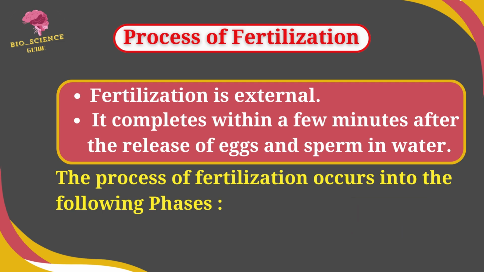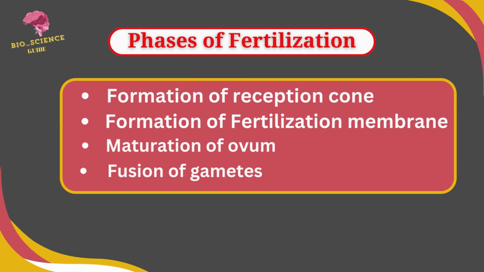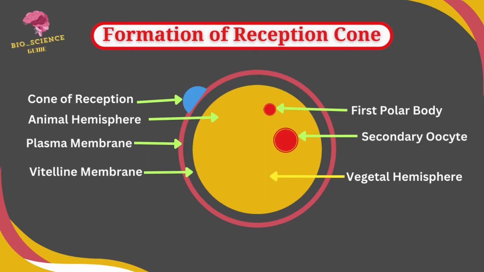The process of fertilization occurs in the following phases: the formation of reception cone, the formation of fertilization membrane, the maturation of ovum, and the fusion of gametes. The formation of reception cone is the first phase of fertilization.